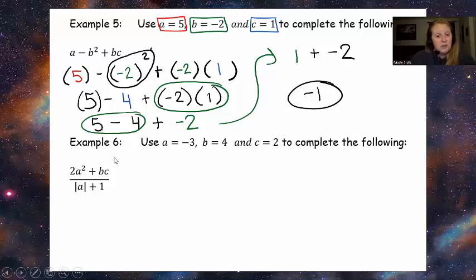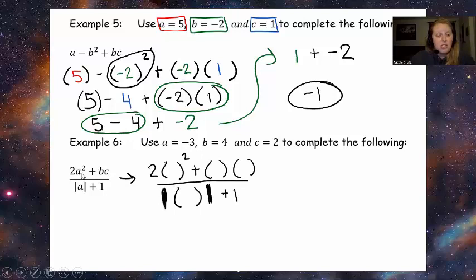We're going to go ahead and do it again. So again, we're going to change all of our letters into empty parentheses. So we're kind of setting ourselves up here for plugging in. -3 has to go everywhere you see an A. 4 has to go in for B, and 2 has to go in for C. Now we're ready to begin.